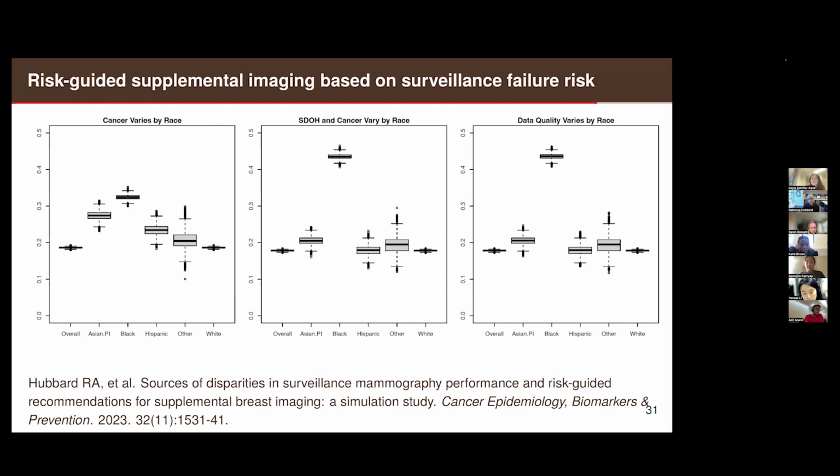In this setting, the data quality issues did not seem to influence that much, so that's sort of reassuring considering our earlier results. But we see a really strong relationship between social determinants of health and race, which results in this really dramatically higher supplemental imaging recommendation among Black women than women of other races.